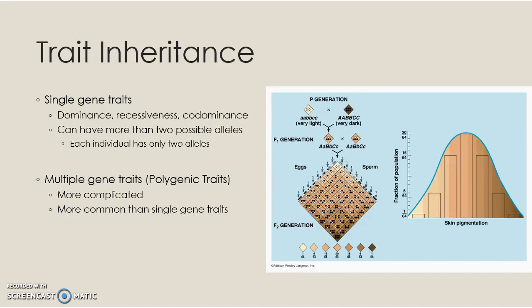We haven't yet talked about traits that are controlled by more than one gene. I've mentioned briefly that inheritance is much more complicated in people. It's because most, or at least many, of our traits are polygenic. So many genes control them. So height, skin color, hair color, eye color, nose shape, any number of these are controlled by multiple genes. And all of those genes have multiple alleles. So it's a lot more complicated, but it's also a lot more common.